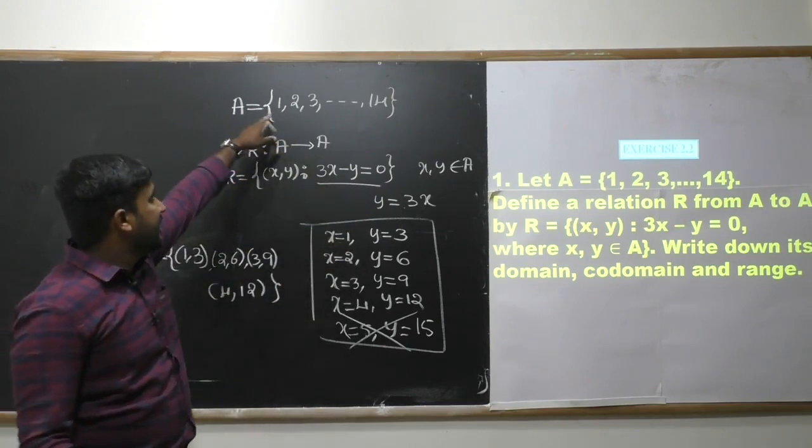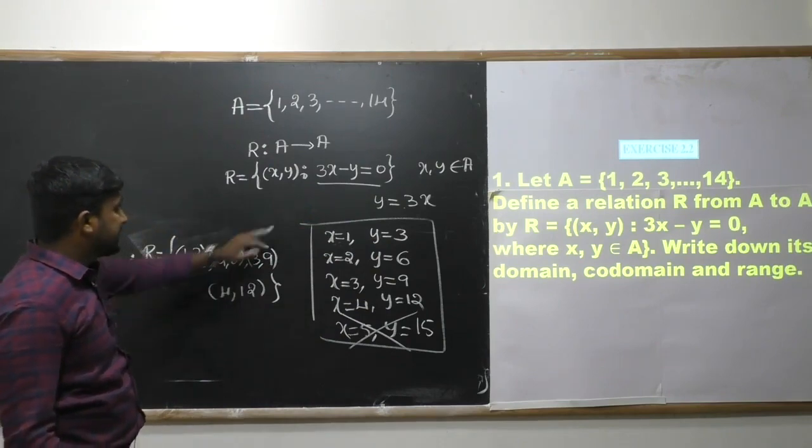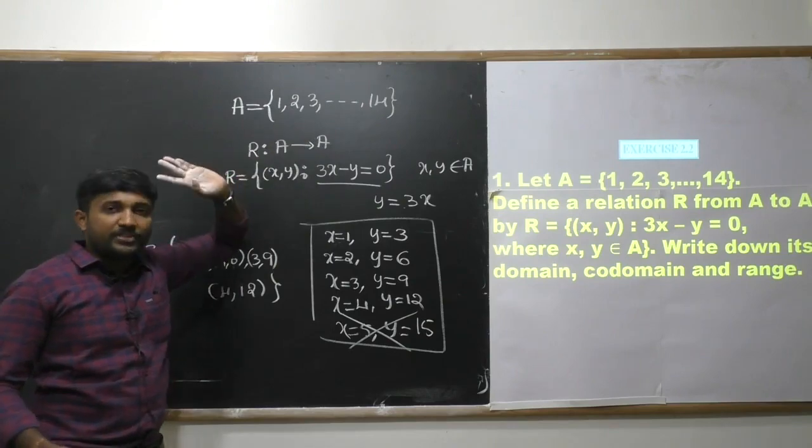Okay, here you substitute the elements of A for the x value and check the y value. You get 4 ordered pairs for the given condition. (5, 15) is not allowed because 15 is not an element of set A.